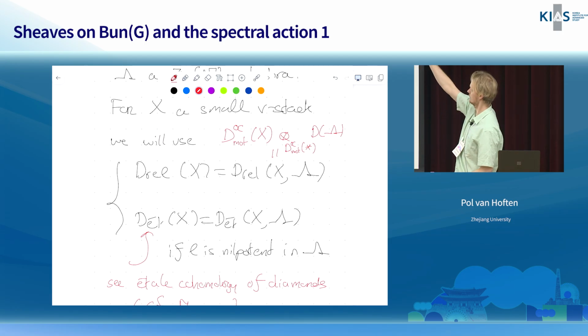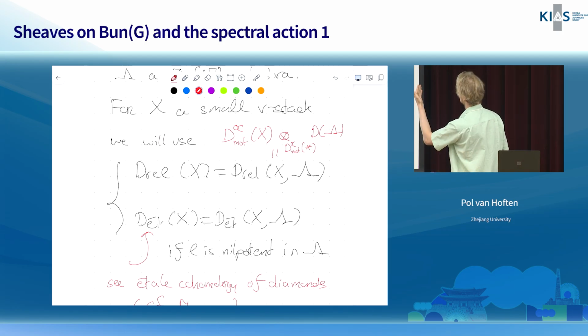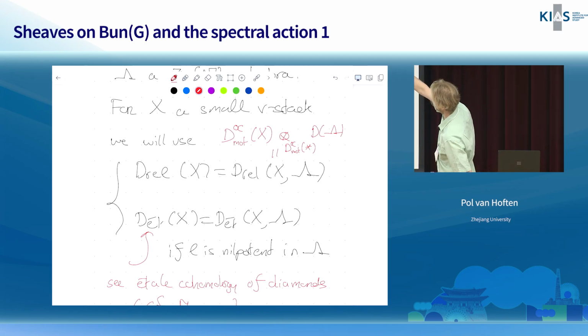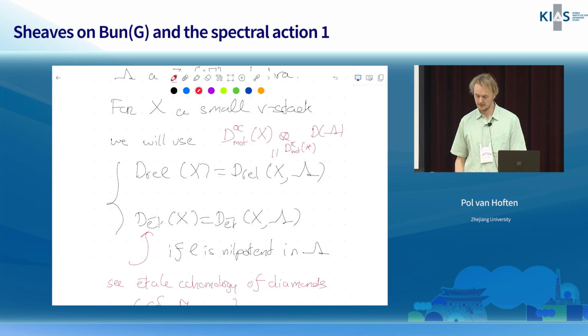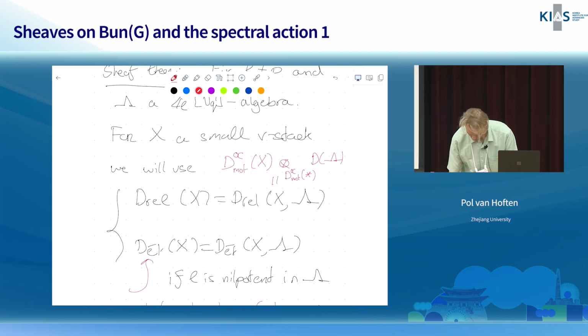There's a map from D motivic of a point to D(Lambda). It's more or less the L-adic realization. And what does this tensor product mean? This is in higher algebra.